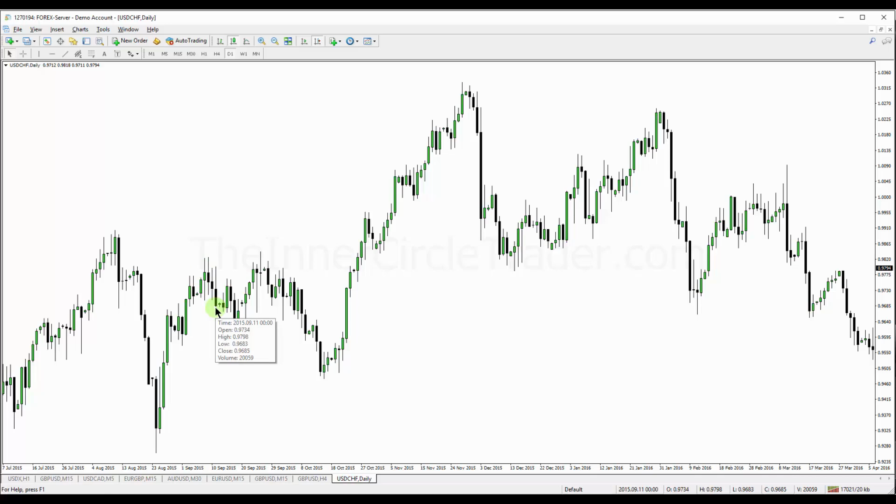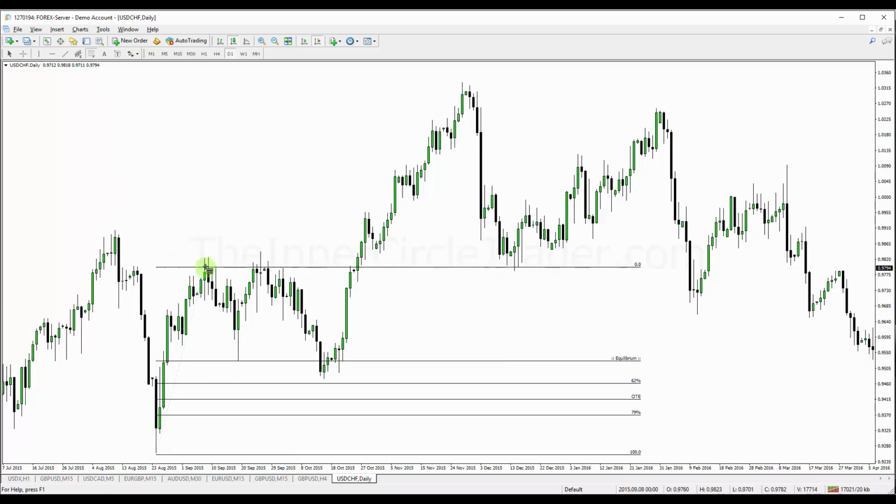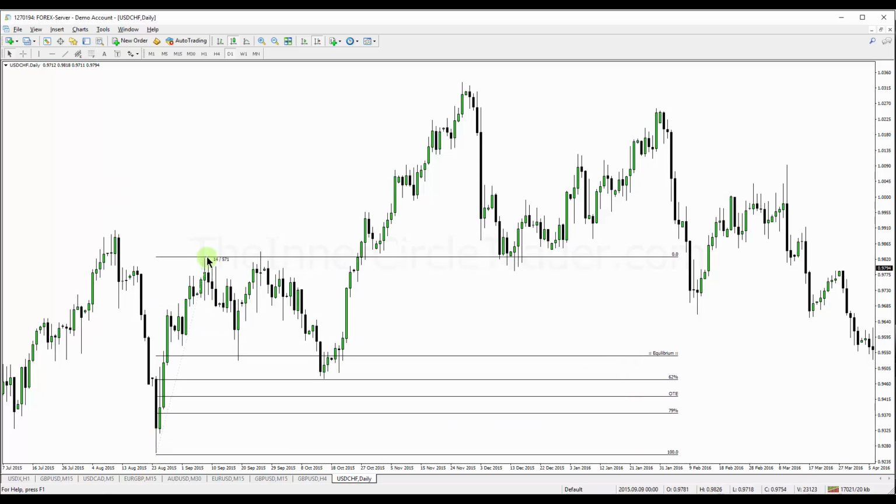Now, what is equilibrium? Equilibrium is the midway point of a price move. So we're measuring the high from this low. You take your fib, you draw it up to the low, and you drop it. Equilibrium is over here. Let me scrunch this up a little bit more.